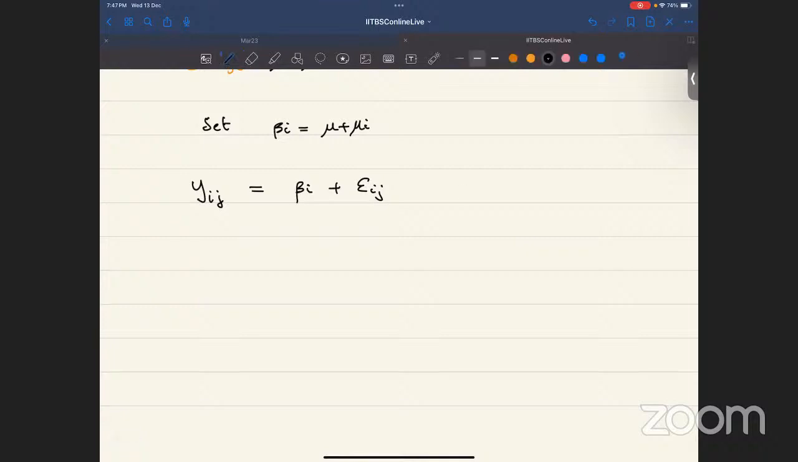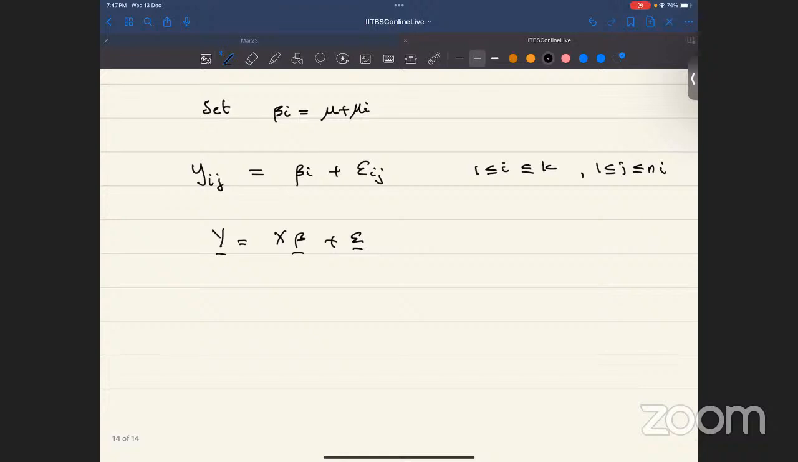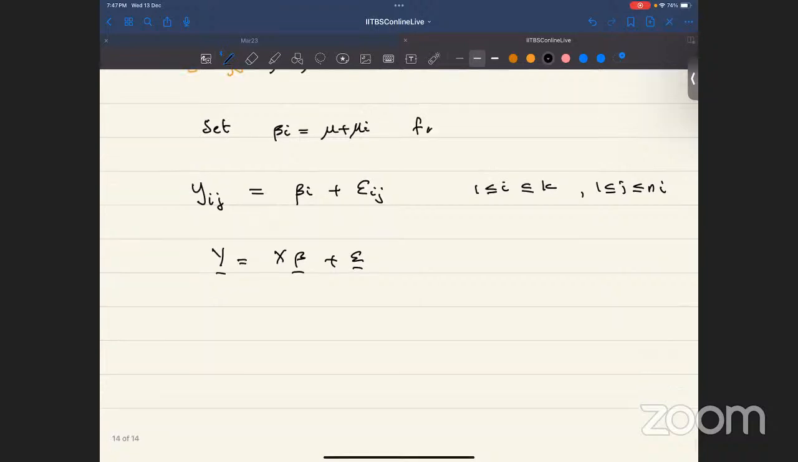Let's do a simple calculation: 1 less than or equal to i less than or equal to k, and 1 less than or equal to j less than or equal to n_i. Then you would write y as X beta plus epsilon. That's the linear model that you have in mind. Then you know that if you want to set this for all i.